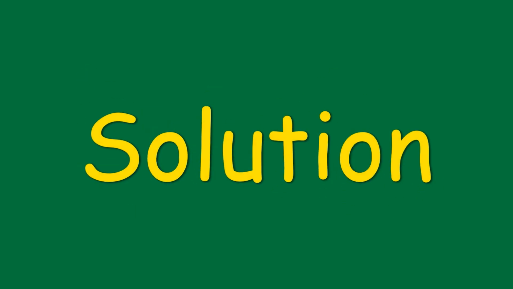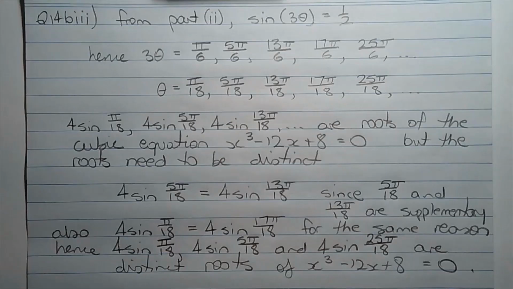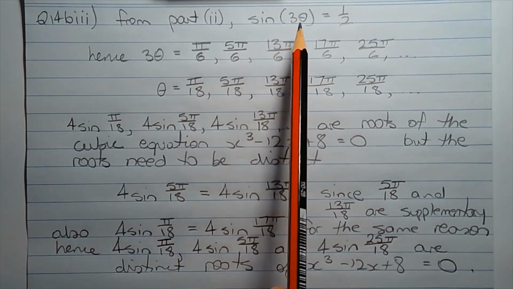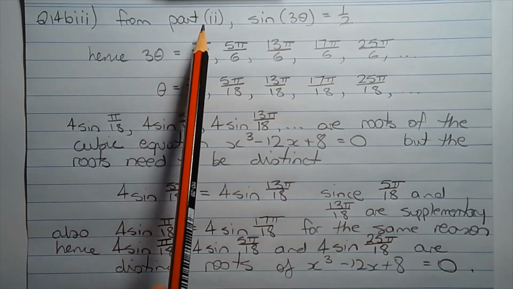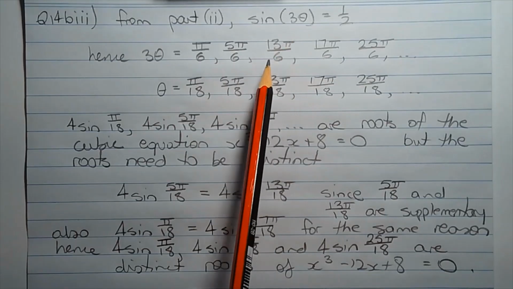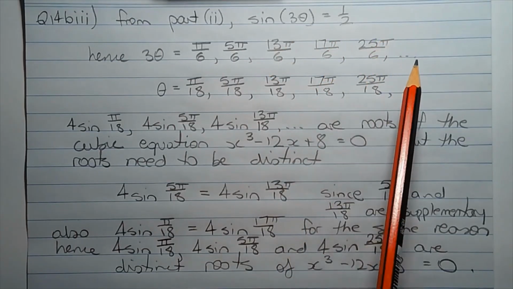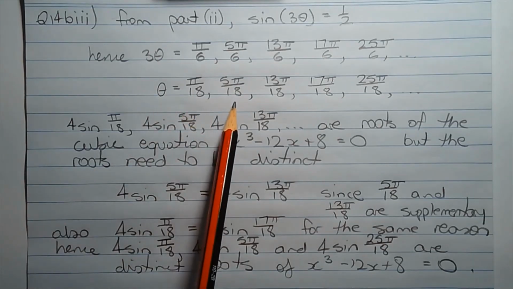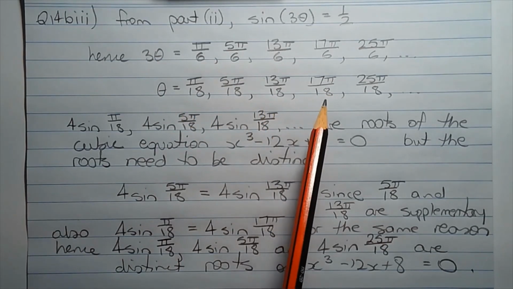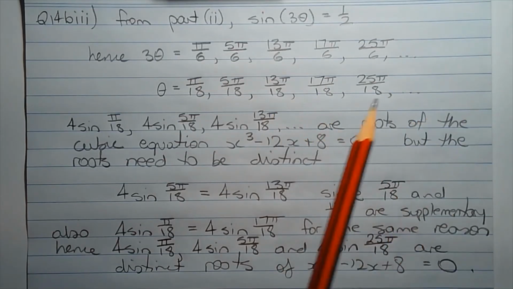Part 3. Prove that sine squared pi over 18 plus sine squared 5 pi over 18 plus sine squared 25 pi over 18 equals 3 over 2. From part 2, sine 3 theta equals half. Taking the inverse sine of both sides, we get 3 theta is equal to pi over 6, 5 pi over 6, 13 pi over 6, 17 pi over 6, 25 pi over 6, and so on. Dividing both sides by 3, we get theta is equal to pi over 18, 5 pi over 18, 13 pi over 18, 17 pi over 18, 25 pi over 18, and so on.